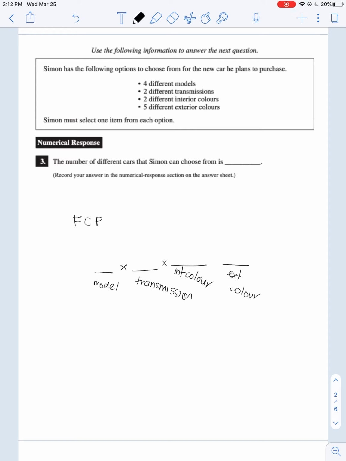So all of those are stages that we have to pick. Well, always between the stages, we multiply for fundamental counting principle. And you would just say that there's 4 choices for models, 2 choices for transmission. We have 2 different interior colors and 5 different exterior colors. Then you would, in your calculator, multiply all these answers together because there's no specifications other than how many different cars can you make. And you should get that there's 80 cars.